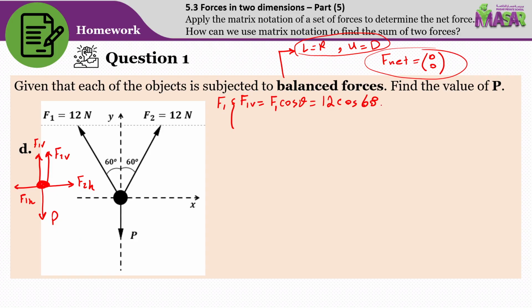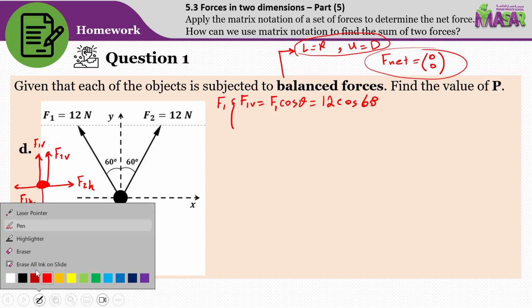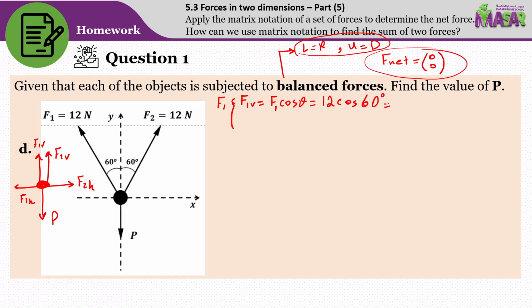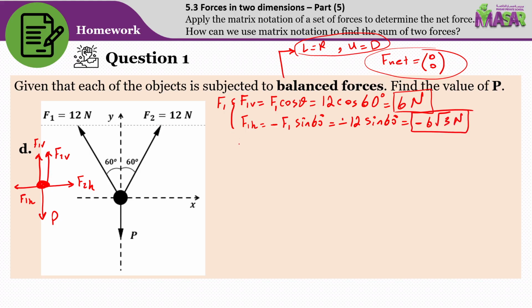And the answer is, let me correct this for you, 60 Newton. Now for F1H, we have, as we can see here, F1H is to the left, so we must add the minus sign. Sine 60, which is equal minus 12 sine 60, and it's equal to minus 6 radical 3 Newton. This is F1. What about F2?